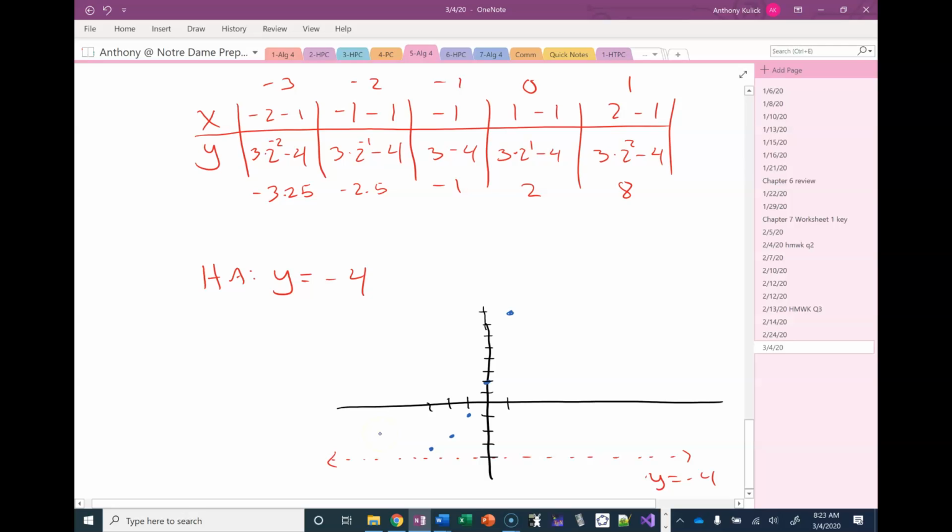Now to draw my graph, remember you can't cross your asymptote. So the left end of my graph I'm going to draw kind of parallel to my asymptote. And then I'll go through my points drawing a curved line. And I have arrows at both ends.